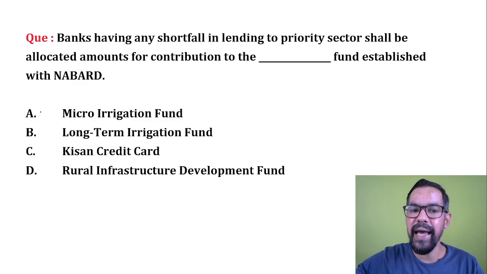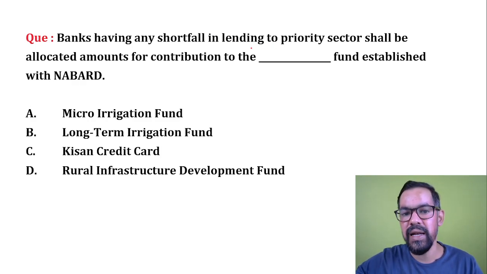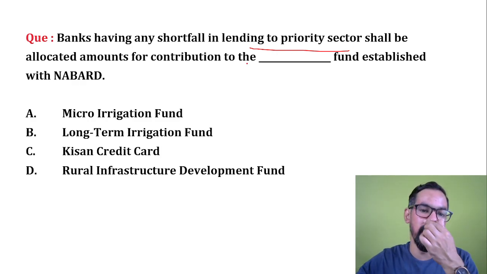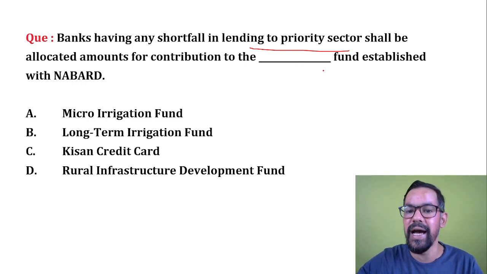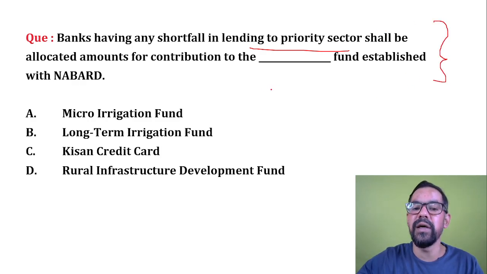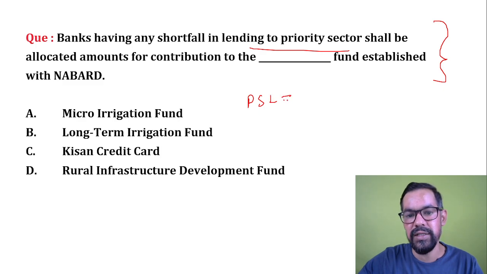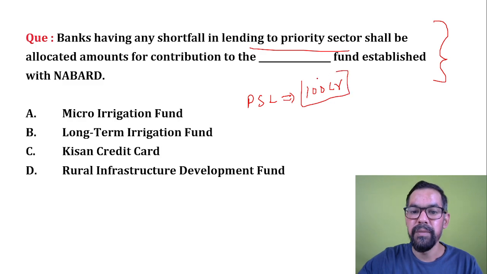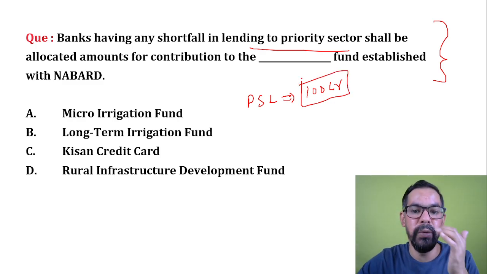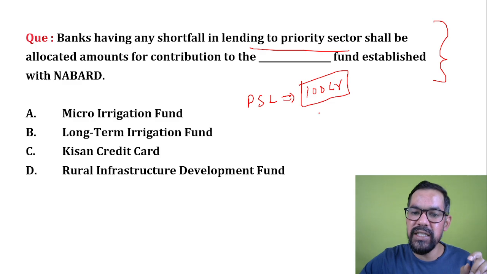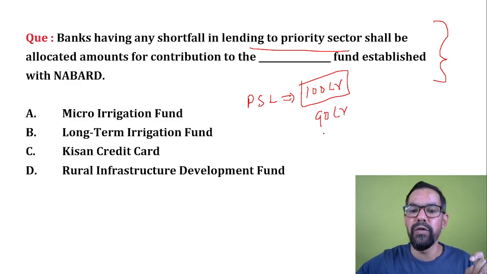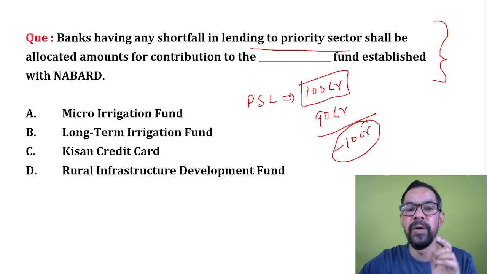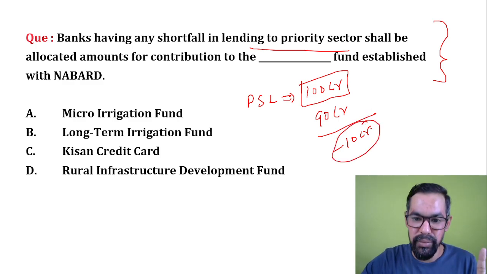Next one, a bank having a shortfall in lending to the priority sector shall be allocated an amount for contribution to a fund established with NABARD. So let's say there is a bank whose PSL target is 100 crore rupees. Suppose XYZ bank, State Bank of India, whose PSL target for financial year 22-23 is 100 crore rupees, but they achieve only 90 crore rupees. So there is a shortfall of 10 crore rupees. Okay. So now how will RBI manage this particular fund? RBI will direct State Bank of India.